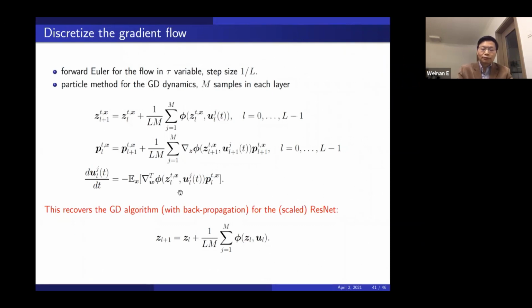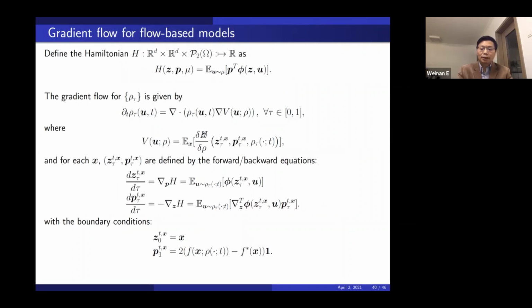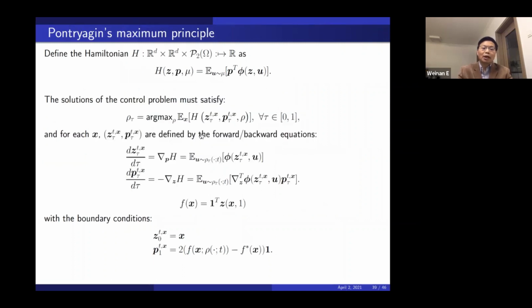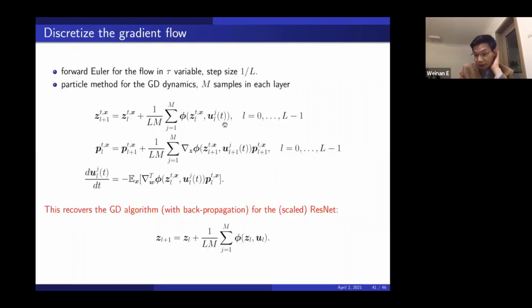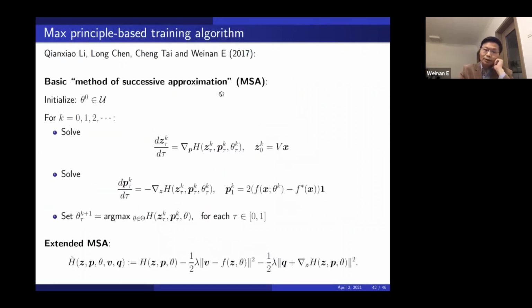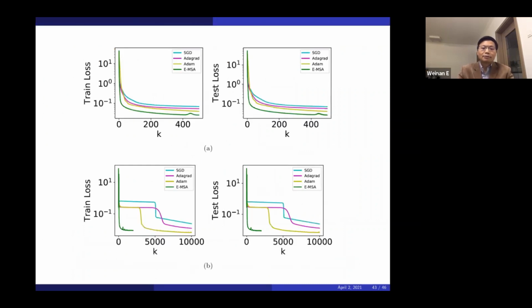But we don't have to do the gradient flow. We can actually formulate algorithms directly from this maximum principle. And that can also be done. So this is just a discretization of the maximum principle. And the result, since I'm running out of time, is not so bad compared with stochastic gradient descent algorithms.